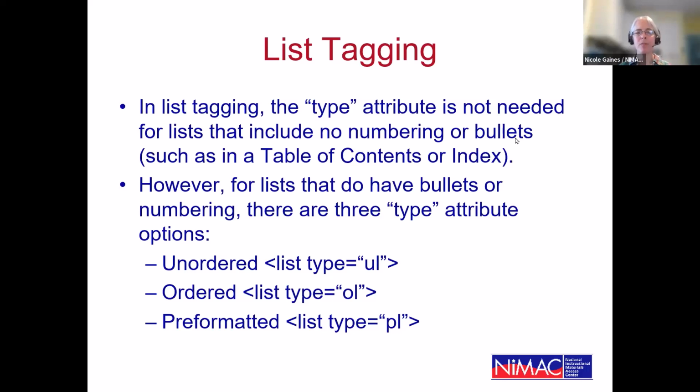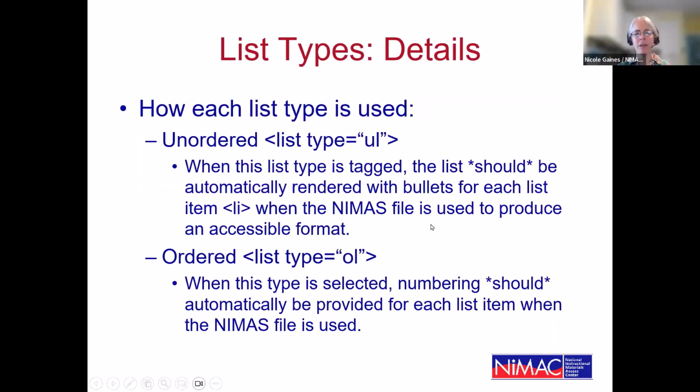But for lists that do have bullets or numbering, there are 3 type attribute options that are a part of the NIMAS specification. One of them is unordered, or UL, ordered, OL, or pre-formatted, PL. Those are our 3 different possibilities. Basically the way that it works is that in theory, if you have a list and use the type UL, the software that's converting that NIMAS file should automatically render bullets for each list item. For an ordered list, it should do a similar thing, but it should automatically put numbering in there.